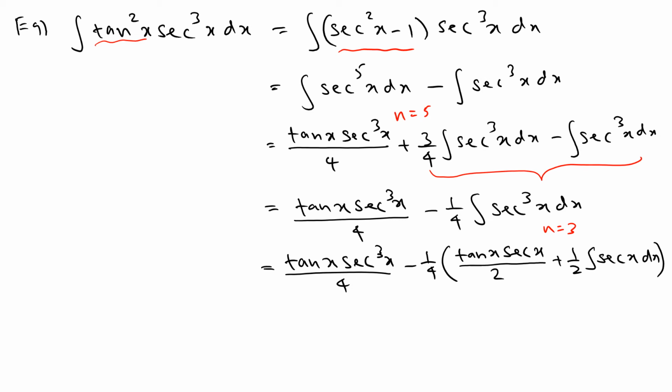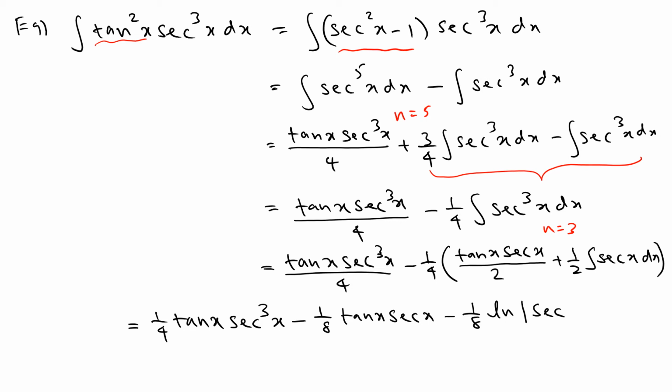Now secant x, we know how to integrate secant x. So I'm going to write the final answer here because it's a little long. So you get 1/4 tan x secant cube x minus 1/8 tan x secant x, and then negative 1/8 again. We know secant x, that's one of the formulas: natural log of secant x plus tan x, plus c. Yeah, so that's about that.